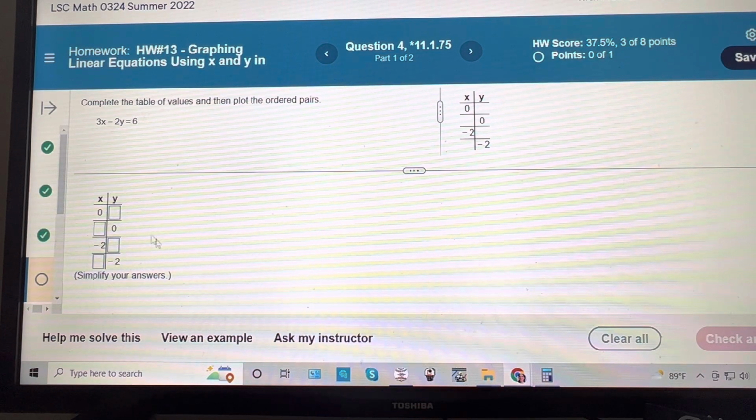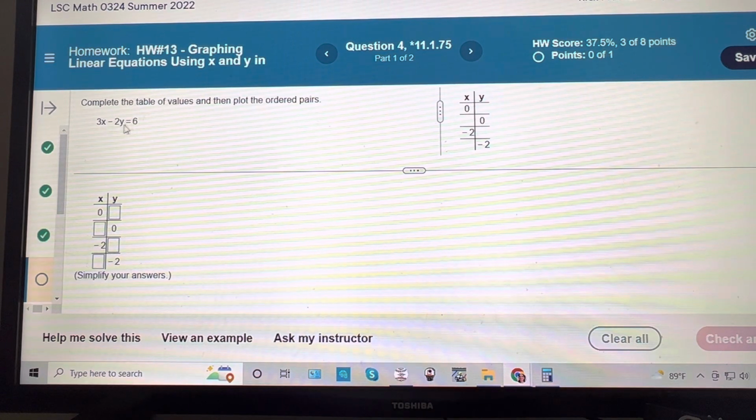Okay, and now they're just adding more points. You can do as many points as you need. When you get past linear equations, sometimes it's helpful to do 4, 5, 6 points to know what's going on. So first they want me to do it when x is 0. That's an easy one. When x is 0, the 3x will disappear.